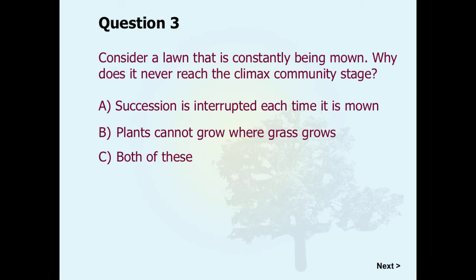Consider a lawn that is constantly being mowed. Why does it never reach a climax community stage? Is it because succession is being interrupted? The plants cannot grow where the grass grows? Or both? This is a tricky one. The answer is the succession is being interrupted. Think about it: if your parents aren't mowing their yard constantly, eventually those big weeds will come in, and then trees and lots of other things will grow.